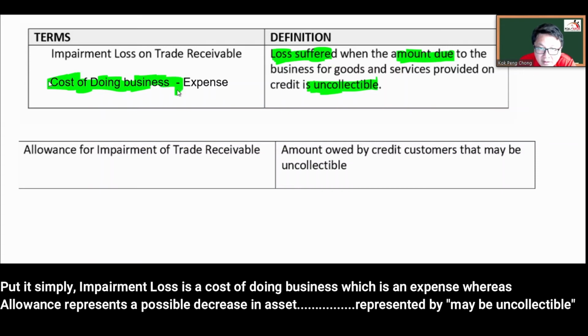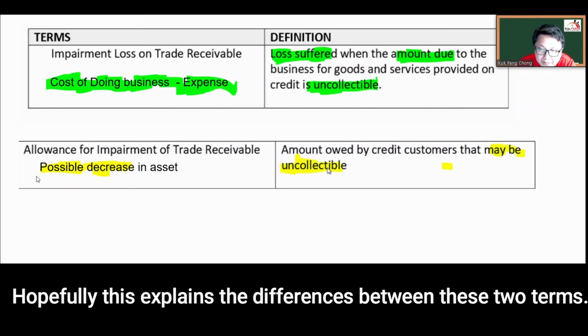Whereas the allowance for impairment of trade receivable represents a possible decrease in asset. Let me highlight it in yellow. The possible decrease is represented by maybe uncollectible. Hopefully this explains the differences between these two terms.